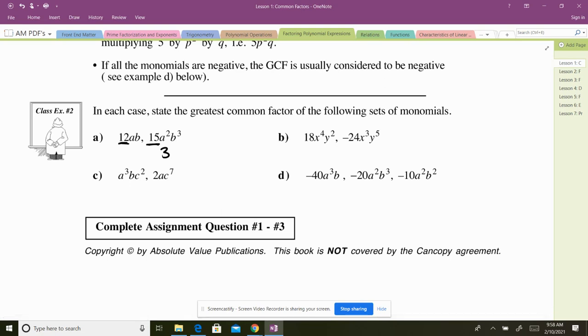Then we have to look at the variables as well. So we have 1a, and a squared means we'd have 2 a's. This is AB. This one is A times A, B times B. When you're looking at variables, you basically take out the smallest exponent. So what is the exponent on the A here? If it's not written, it's a 1, right? This one is a 2. So we're going to take out an A to the 1, right? Take out the smallest exponent. I'll write this down in a sec.